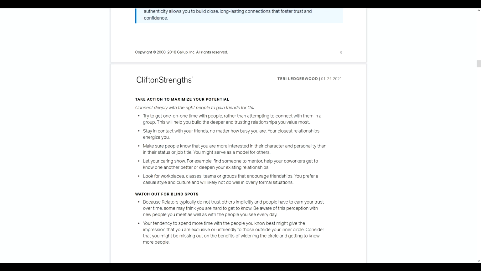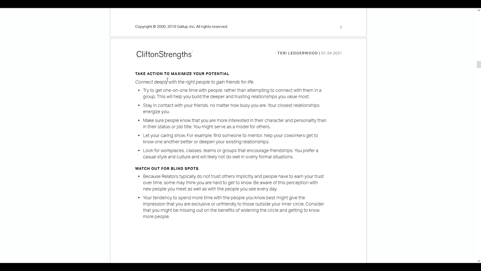But again, if I don't know that about myself, I'm going to see what everyone else is doing, and I'm going to assume that, oh, I need to be having these very large groups with managing all these people. I do not want that. So again, we're going to look down here at what I can do to maximize this potential.